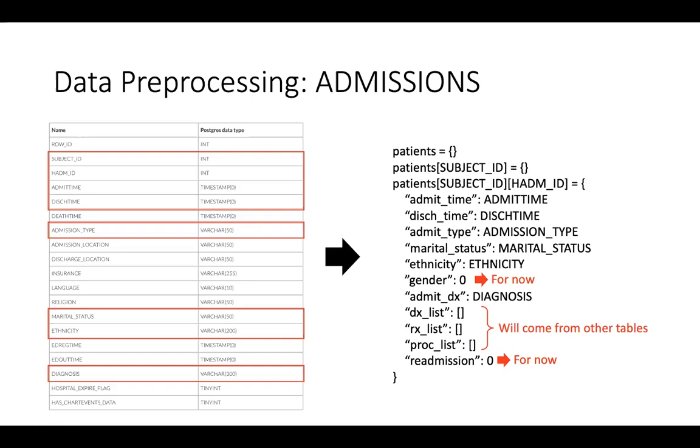So the first key is the subject ID, the second key is the hospital admission ID, HADMID, and then a single hospital admission becomes another dictionary. So it's a triple nested dictionary. There's a dictionary here, then each patient becomes a dictionary, each hospital admission becomes a dictionary. And this final innermost dictionary is where you store all this information.